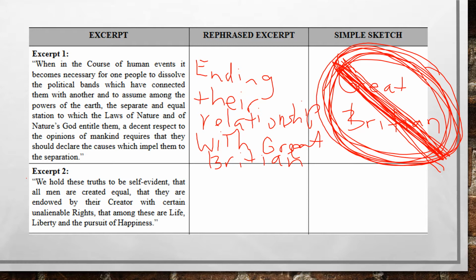So excerpt 2. We hold these truths to be self-evident, that all men are created equal, that they are endowed by their Creator with certain unalienable rights, that among these are life, liberty, and the pursuit of happiness. So with this, one of the most famous lines is, all men are created equal. So that basically means everyone is the same.